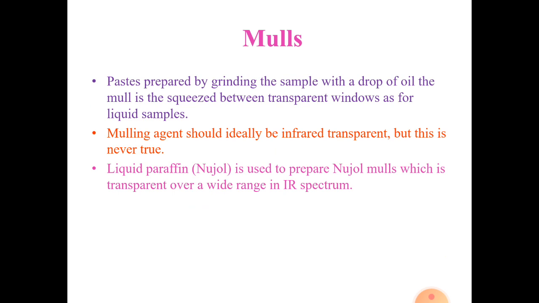Mulls. A paste prepared by grinding the sample with a drop of oil is called a mull, which is squeezed between transparent windows, as for liquid samples. The mulling agent should ideally be transparent to infrared rays. Liquid paraffin, Nujol, is used to prepare Nujol mulls, which are transparent over a wide range of the IR spectrum.